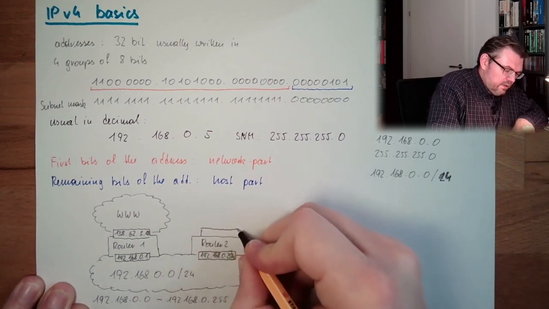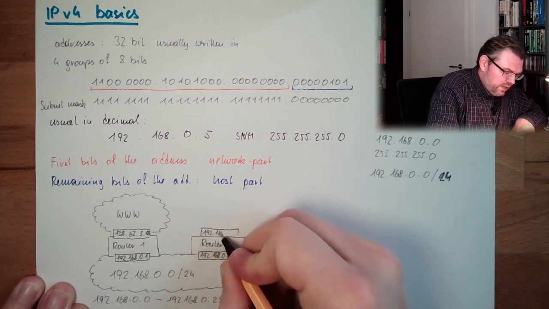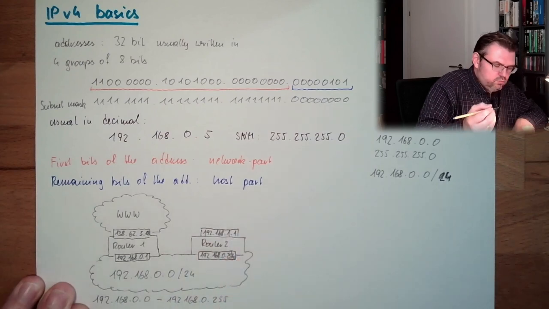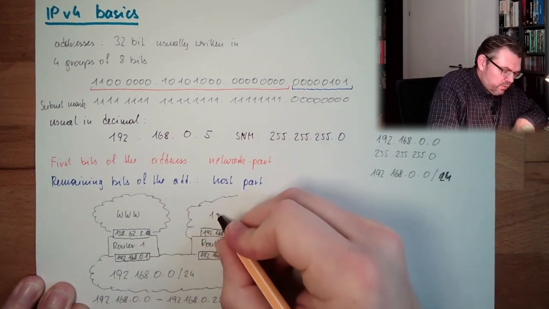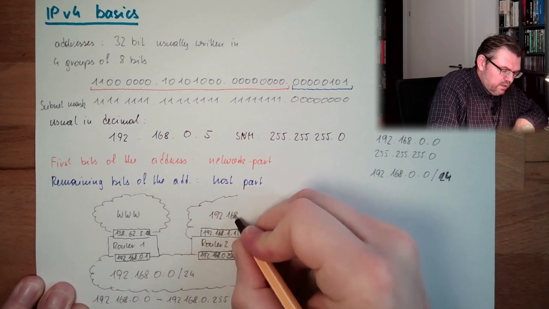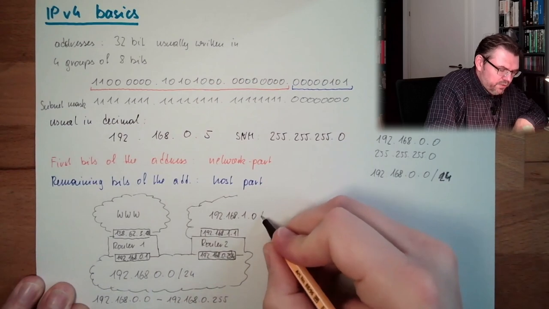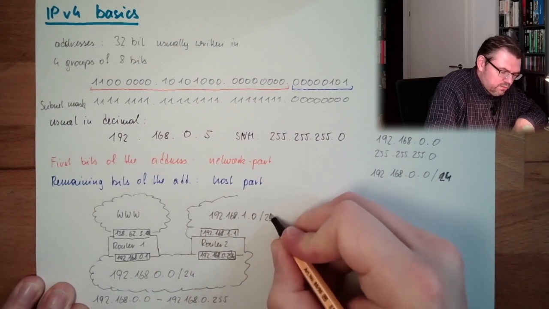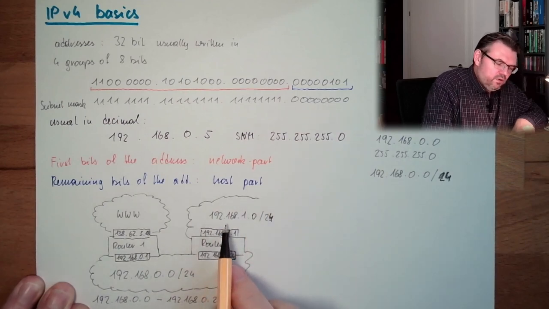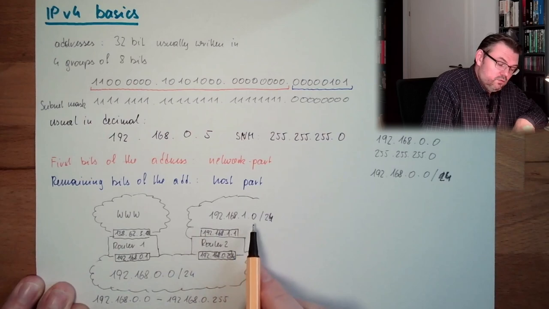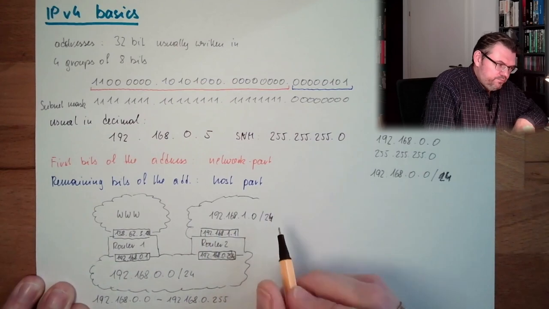And on the other side, there's also an interface, and there might be, for instance, 192.168.1.1. And here we have a second network, and this network is 192.168.1.0, subnet mask 24 bits again. So here we can have the addresses 192.168.1.0 to 192.168.1.255. So it's a totally different network.